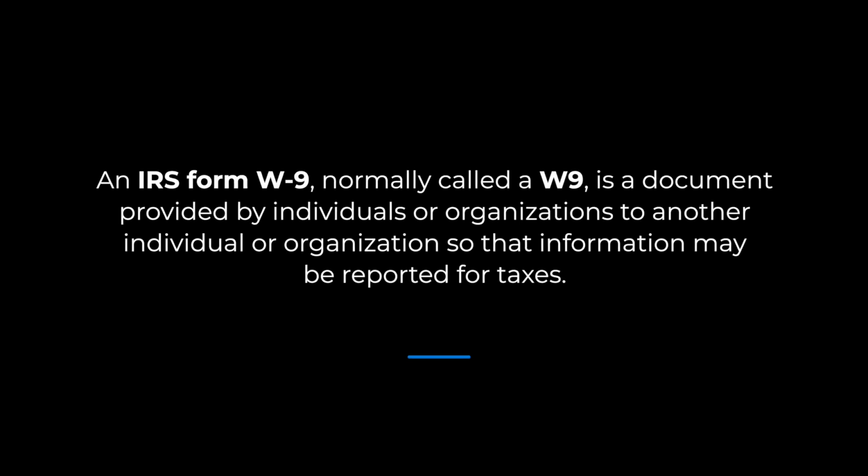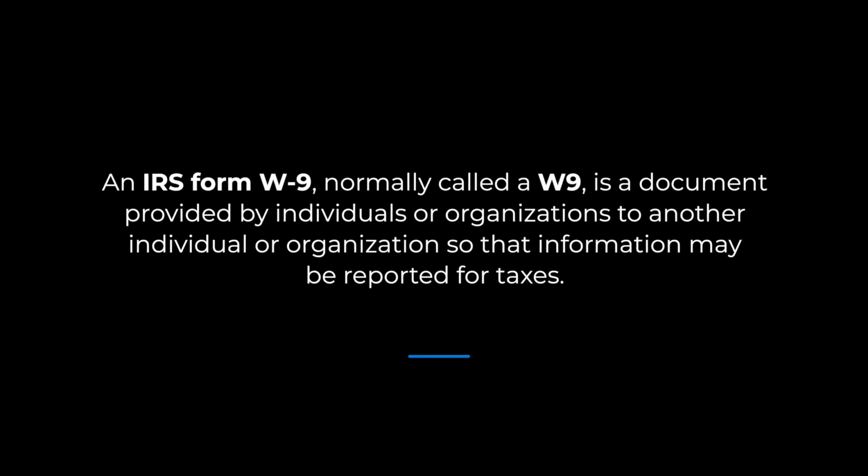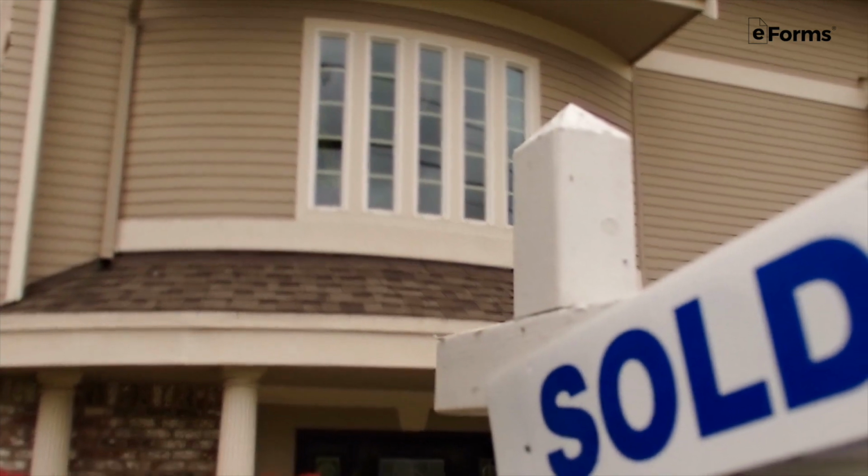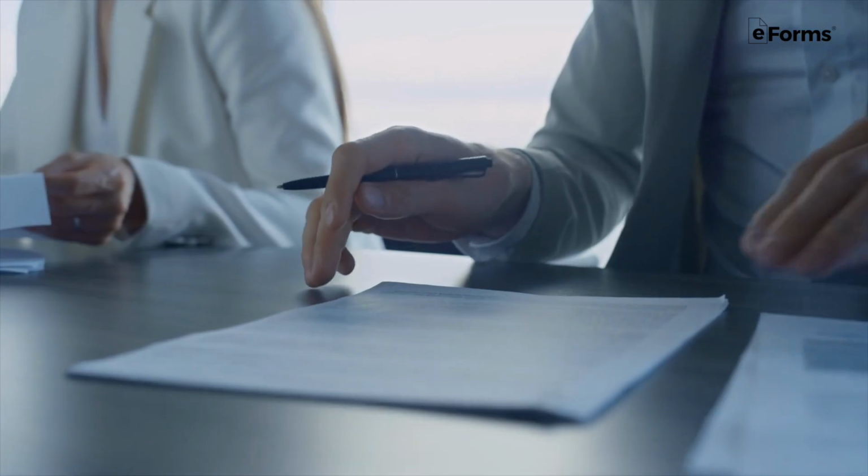An IRS Form W-9, normally called a W-9, is a document provided by individuals or organizations to another individual or organization so that information may be reported for taxes. W-9s are used in the United States mostly for independent contractors such as freelancers, but are also used in real estate transactions, by banks, and even legal settlements.